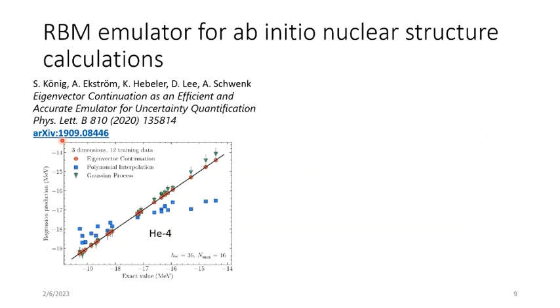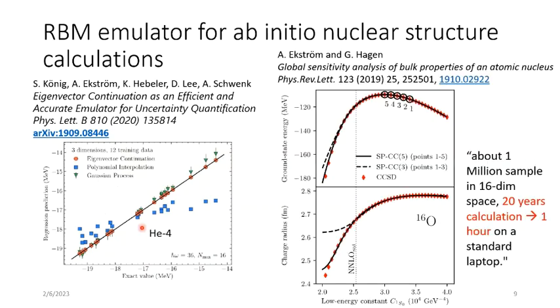So people really use this in realistic structure calculations. This is helium-4 with a 3-dimensional input parameter space and 12 training points. You have 3 different types of emulators, in particular the EC or RBM based emulator that really beats the Gaussian process. Then people applied the same idea to a different calculation framework for larger systems. Again, a similar story here. The punchline of the paper is that in a 16-dimensional parameter space, they sampled about 1 million calculations, and 20 years of calculations get down to 1 hour on a laptop by using these types of emulators.